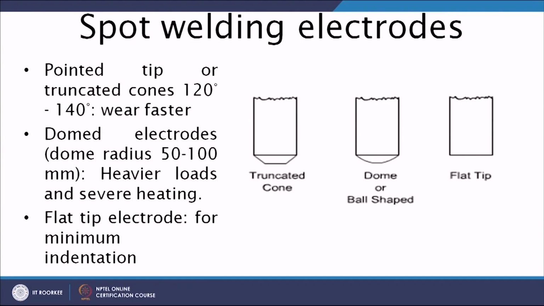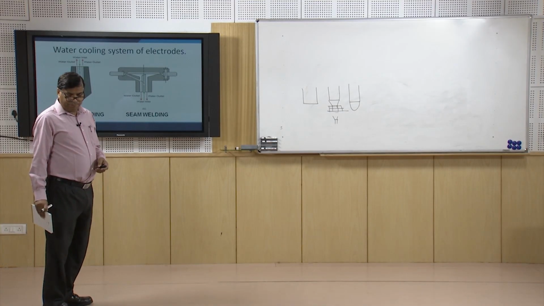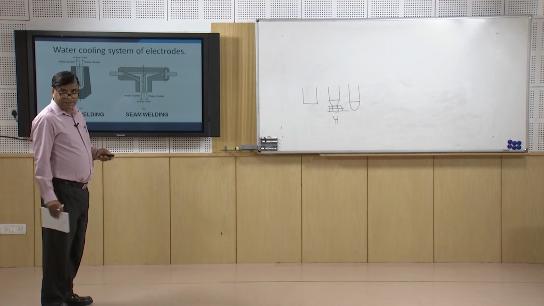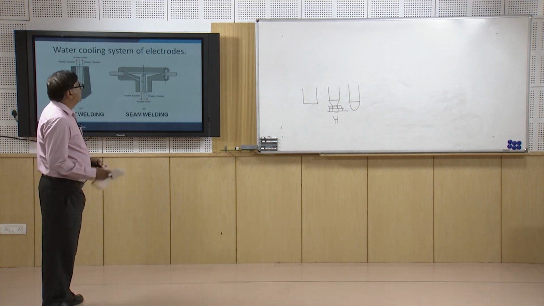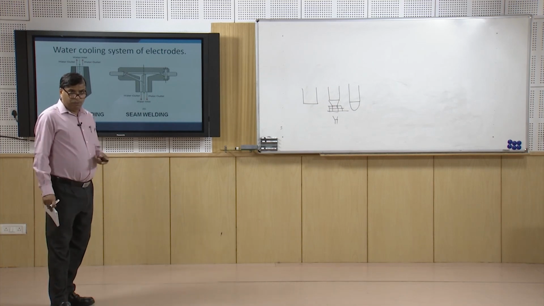The dome shaped electrodes are used for the heavy load and whenever severe heating conditions exist, and in the flat tip type of electrode, the entire surface comes in contact with the surface of the workpiece. This type of electrode causes the minimum indentation of the workpiece surface.